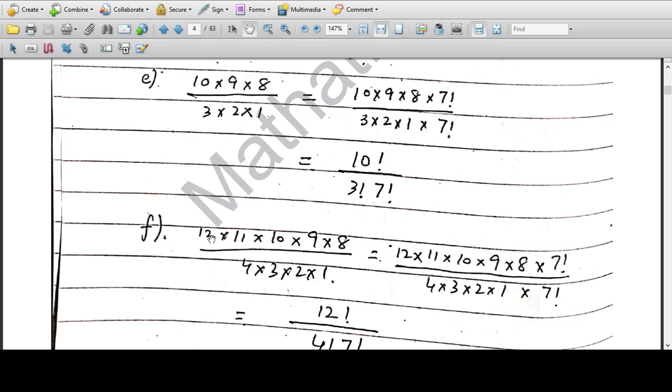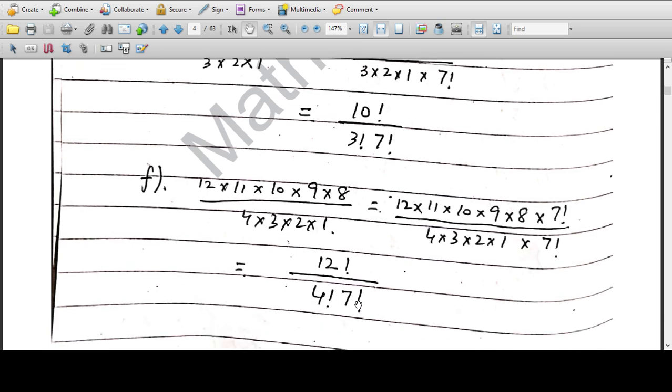Similarly for this one, 12 into 11 into 10 into 9 into 8, and there we have 1 2 3 4, so this is 4 factorial, and here we have 7 factorial in the numerator and 7 factorial in the denominator. So if we multiply with 7 factorial in the numerator, this becomes 12 factorial, and this is 7 factorial and this is 4 factorial. So 12 factorial, 4 factorial and 7 factorial.